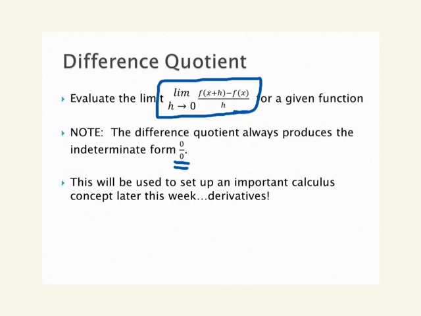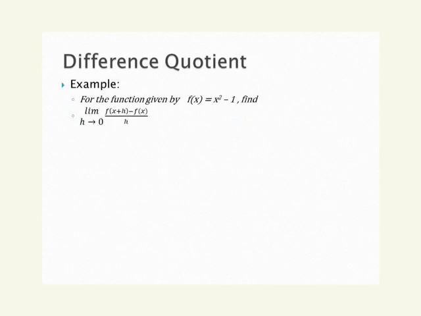This is what we want to focus on today. You're going to see that if we simplify some things down, even though originally it may start out as 0 over 0, by simplifying it, we can use direct substitution to actually come up with a value that works. So let's take a look at an example problem using our difference quotient.